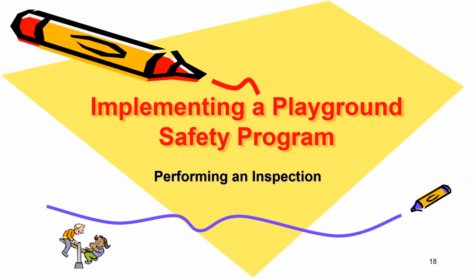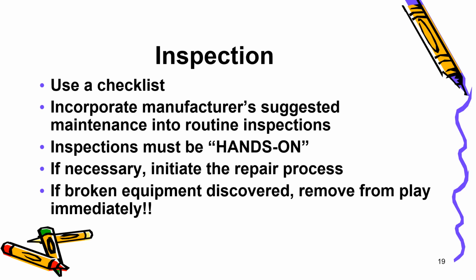Once you've completed your inventory and audit and made any necessary changes and repairs, your playground should be much safer. However, to keep it free from hazard, regular inspections must be performed to check the condition of the playground and equipment. When performing inspections, use a checklist. Incorporate manufacturer's suggested maintenance into routine inspections. Remember, inspections must be hands-on. If necessary, initiate the repair process as soon as you discover the hazard. Finally, if broken equipment is discovered, remove it from the play area immediately.